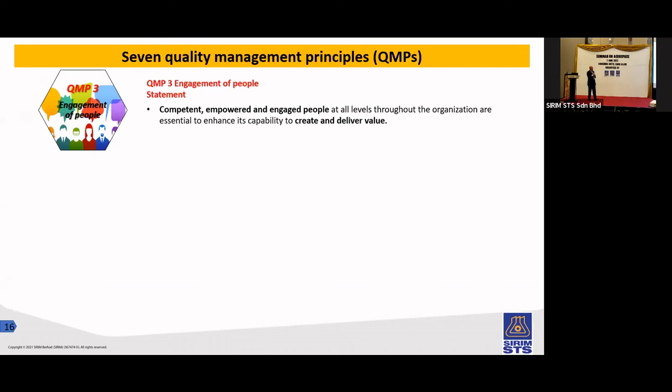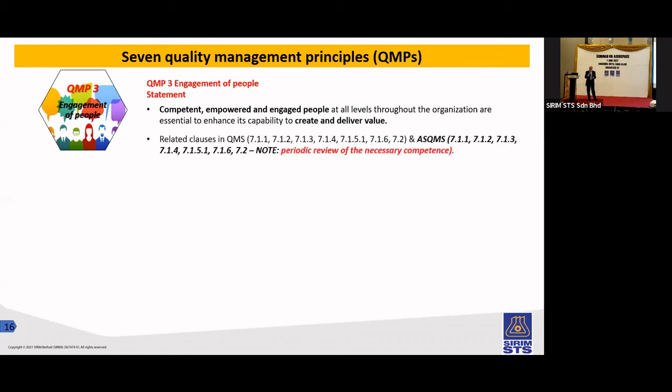So we need manpower. We need competent manpower at different levels, in different organizations. So the engagement of people, and also the clause related to clause 7, which is resources, support. And in aerospace, they have additional requirements in the notes here. But then they have further requirements here, as you can see, ada tambahan daripada aerospace industry, very detailed also. So they have a periodic review of the necessary competence. So the competency of the staff needs to be reviewed once in a while, as recommended by the aerospace requirement.